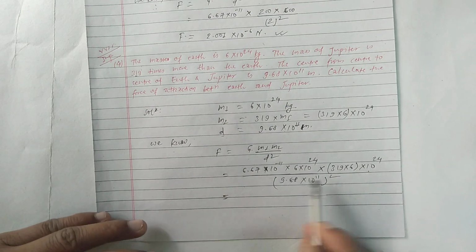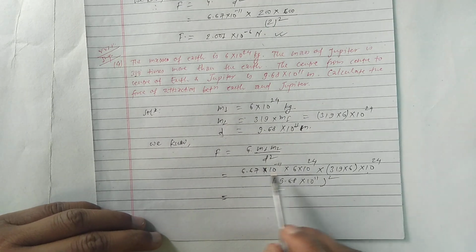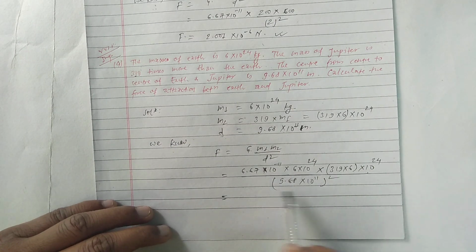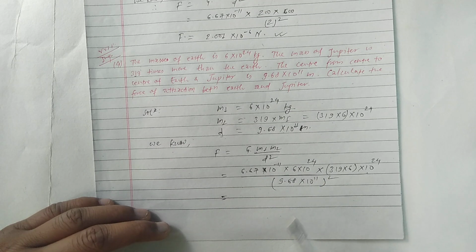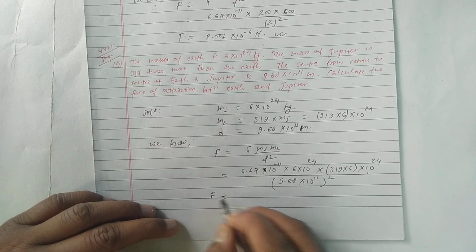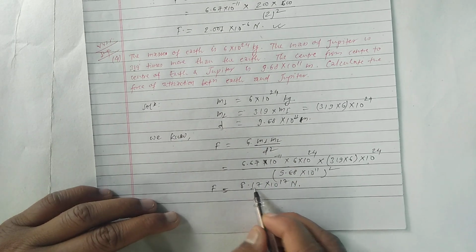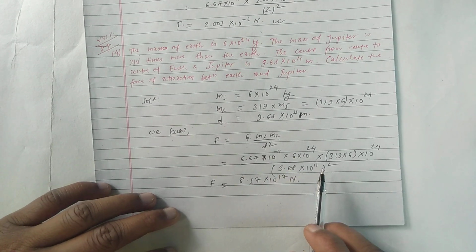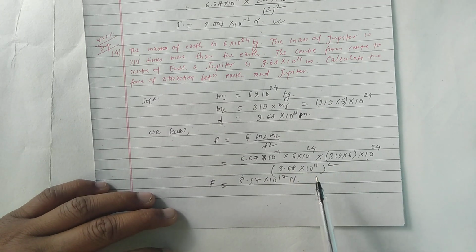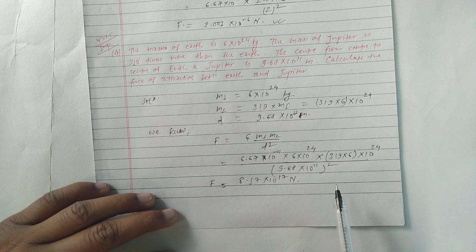I strongly suggest that you keep all these values directly in your calculator. Don't try to do it individually. First multiplying this is not required. You can directly enter all these values in the calculator and you directly get the answer. So finally you get the value 8.17 into 10 to the power 70 Newton if you calculate in the calculator. So I strongly suggest you all, please try to solve with the help of calculator directly. It will save your time and there is no risk of making a mistake in your answer.